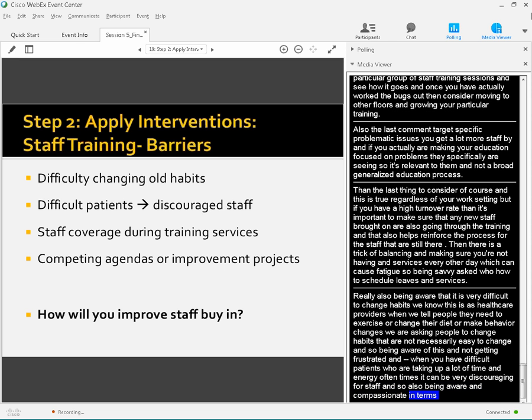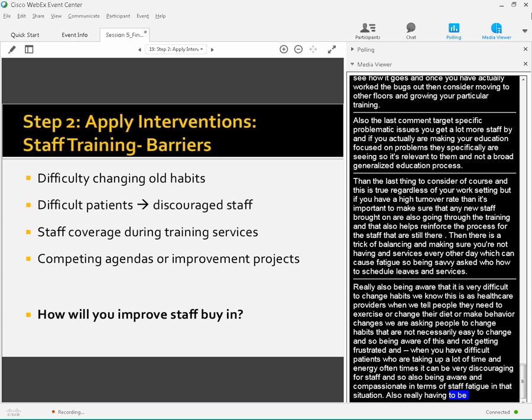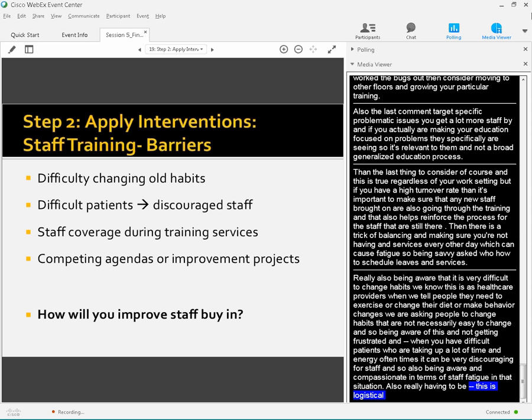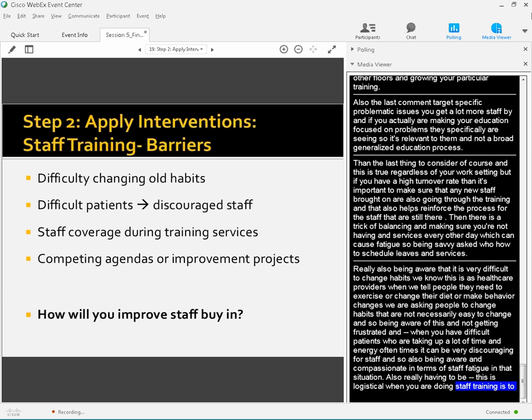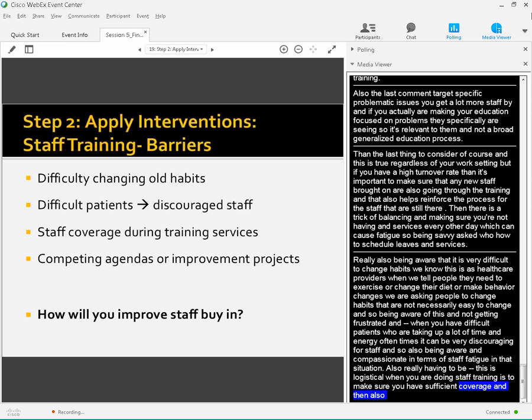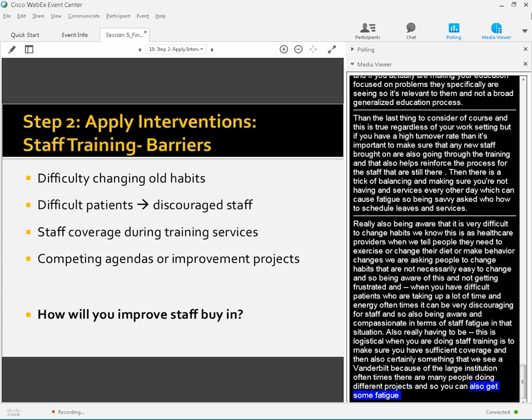Also, this is more just a logistical concern: when you are doing staff training, you need to make sure that you've got sufficient coverage. And then also, certainly it's something that we see at Vanderbilt because it's a very large institution. Oftentimes there's many different people doing different projects. And so you can also get some fatigue that way, when you have staff thinking, oh, here's yet another thing that I have to do or change. And so really trying to be smart in terms of planning out your PDSA cycles so that you don't have people thinking, oh, here's another one.